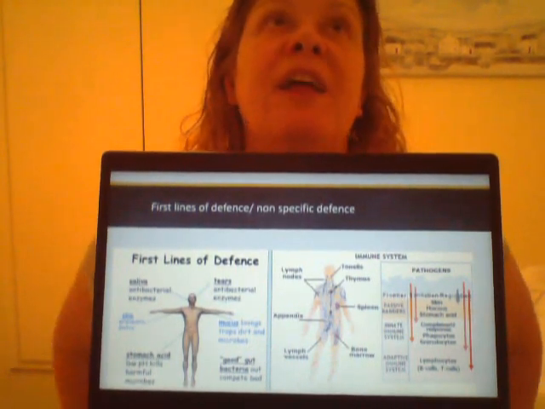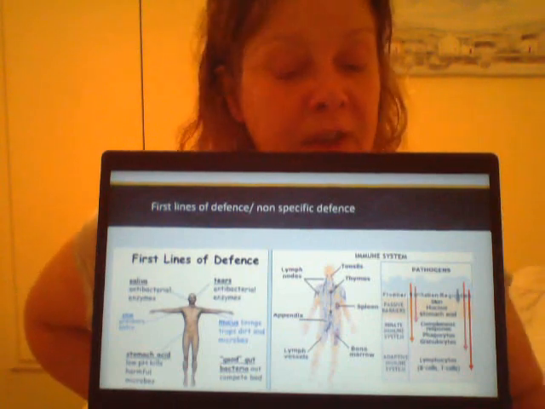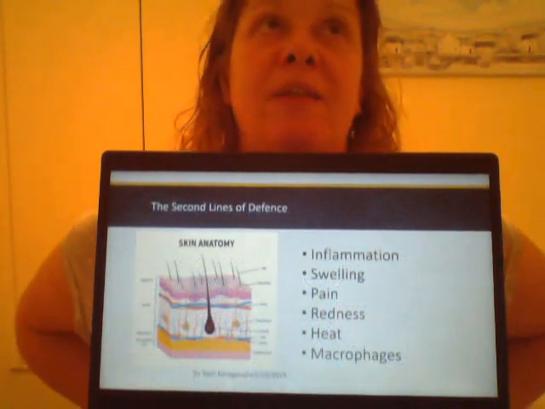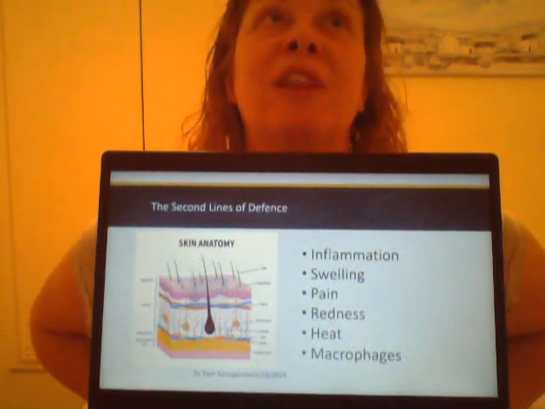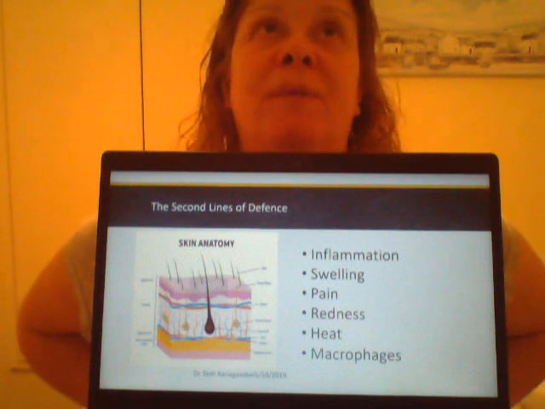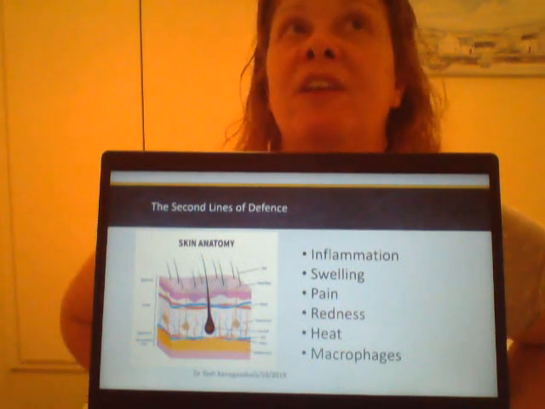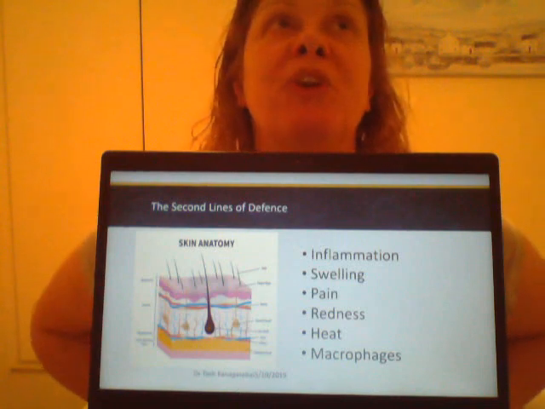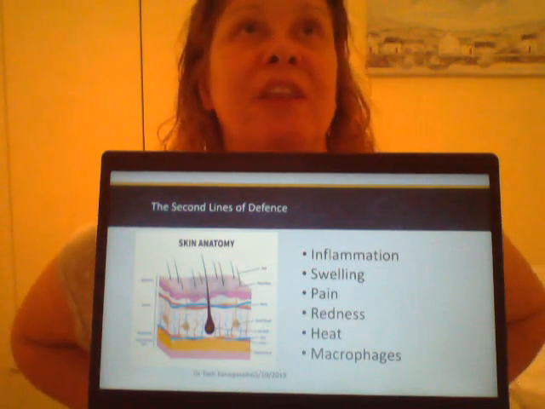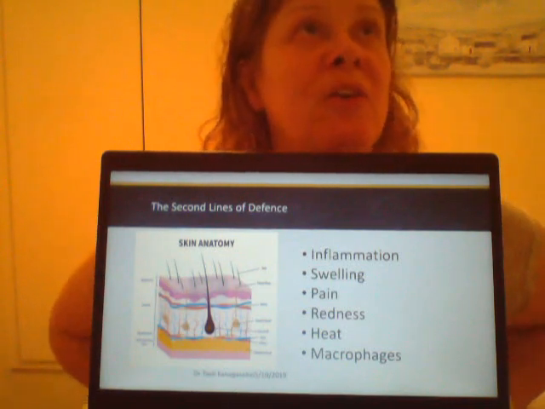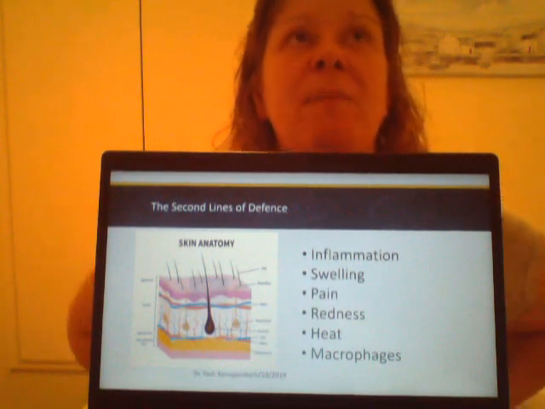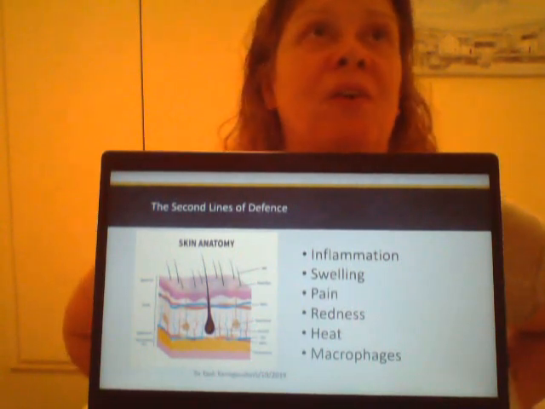The first and second line of defence, first of all we'll look at the skin. The epidermis is the outermost layer of the skin, the body's first line of defence in the form of a waterproof barrier which protects internal organs from pathogens, chemicals, toxins and lower level radiation, and inhibits water loss to protect the internal organs.